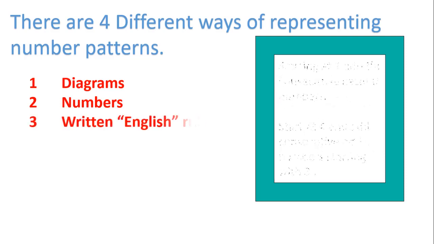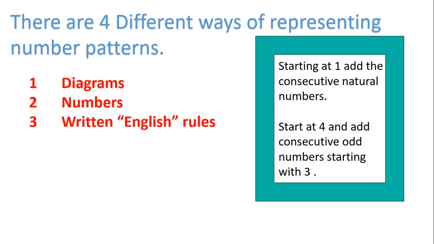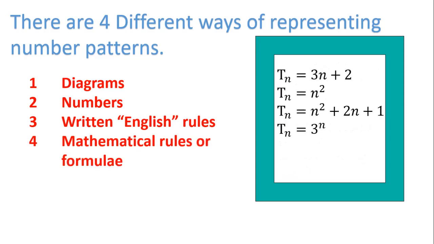The third way is writing the English rules. So in other words, starting at 1 and then adding consecutive natural numbers, or starting at 4 and adding consecutive odd numbers, starting with 3. And the fourth way we can do it is mathematical rules or formulae. And here you have Tn equals 3n plus 2, or Tn equals n squared, and a whole lot of different other ways.